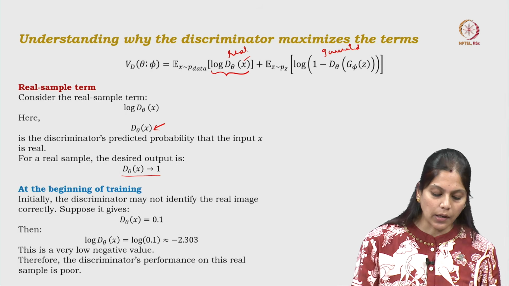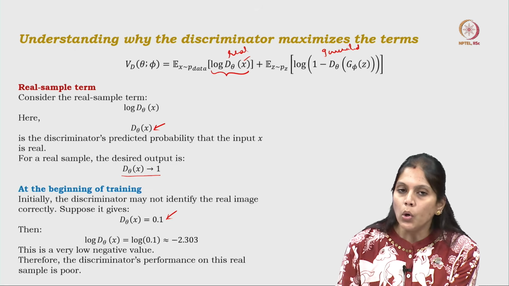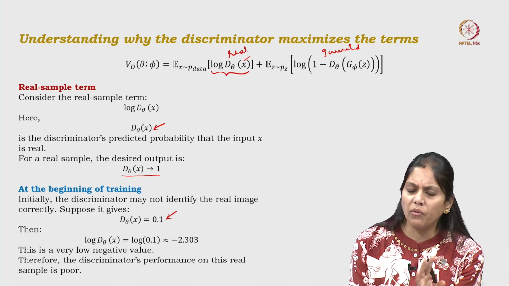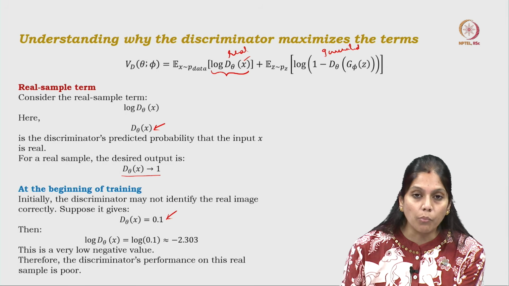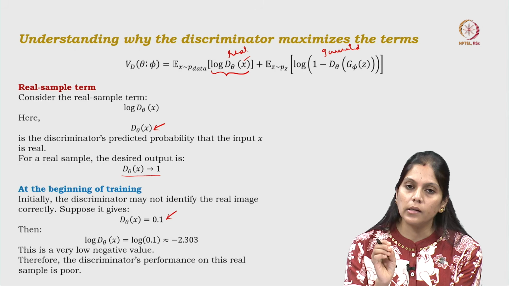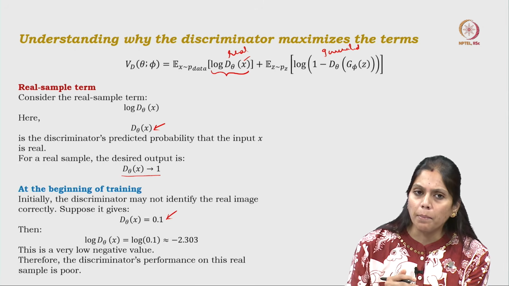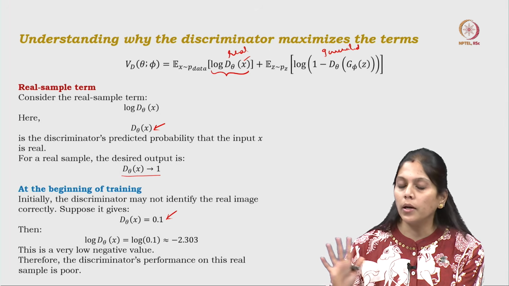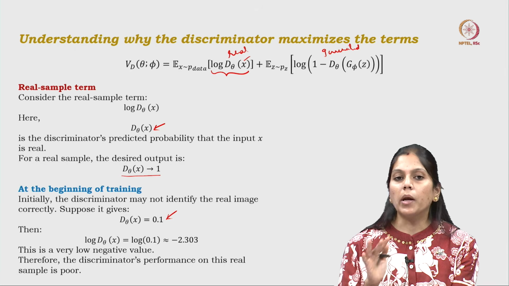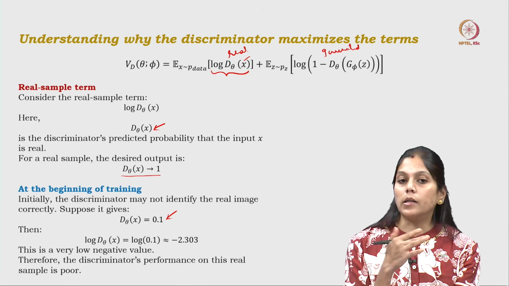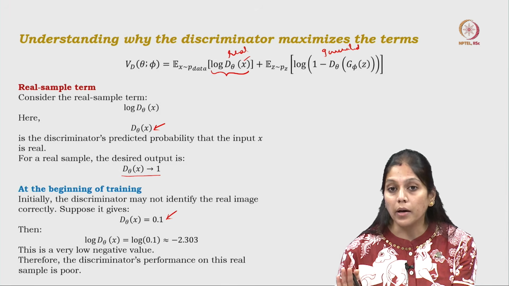Let us assume the discriminator has given the probability 0.1, which means the discriminator is performing very poorly here. Even for a real image, the probability value is very, very small, which means it is saying only 10% that it is real. No, it is not correct, right? And why is this happening? It is at the beginning of the training, where the parameters are randomly assigned. So, because of this, D theta of x, the predicted probability value, is very poor, and here it is 0.1 for example.